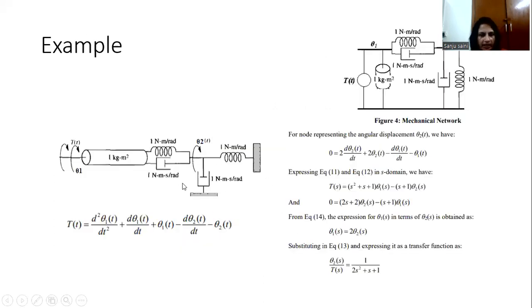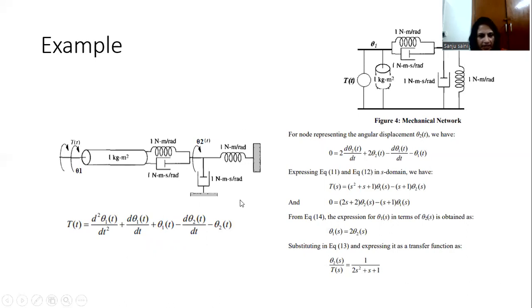Now we just take up the example. In this case also, this is a fixed end, and we are having this spring element, this is the damper, then J is equal to 1 kg per meter square.